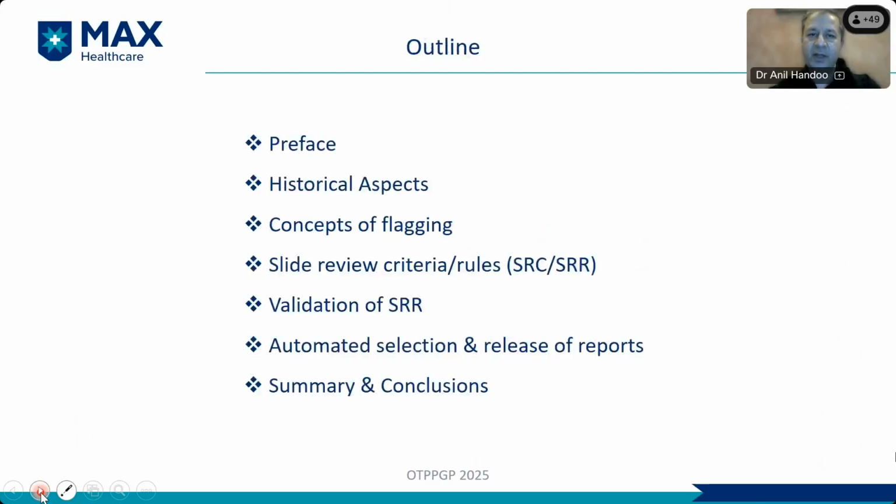So this is what I have done. I have kept a little bit of a preface about the talk. We'll talk about some historical aspects. We'll understand the concepts of flagging. We'll also look at what are the slide review criteria, or what is otherwise called slide review rules. We'll talk about validation of slide review rules. And the last but not the least, which is also very, very important in today's day and age, especially for high throughput laboratories, concept of automated selection and release of reports. And finally, some summary and conclusions.